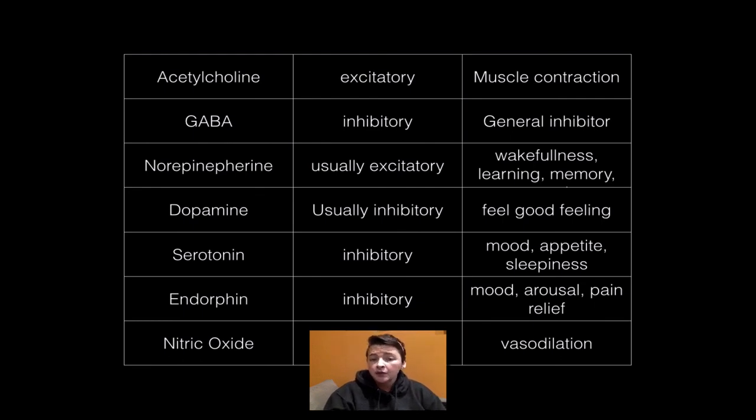Serotonin is an inhibitory. It deals with mood, appetite, and sleepiness. Endorphins are an inhibitory, and this is usually an arousal or mood, pain relief, kind of along the same lines. It works similar to that of the dopamine. And then nitric oxide is a vasodilator. Actually, the male erection is based on nitric oxide. Nitric oxide causes the blood vessels in the penis to actually dilate and causing an erection in males. Viagra increases the amount of nitric oxide within the male body, creating more vasodilation within the penis, and thus being able to have more of an erection.